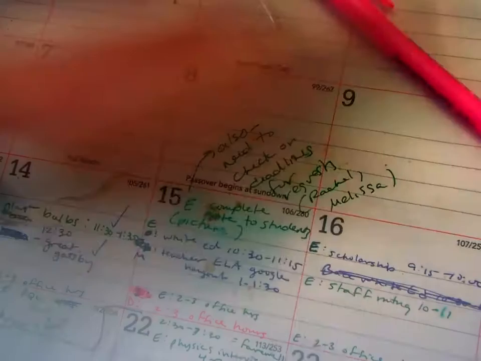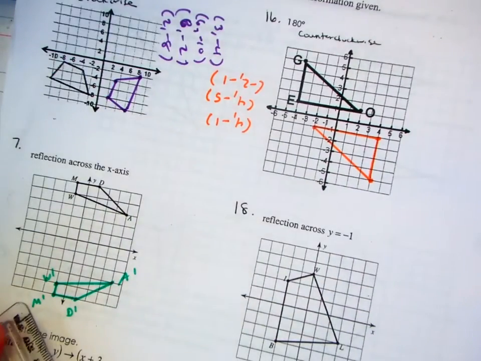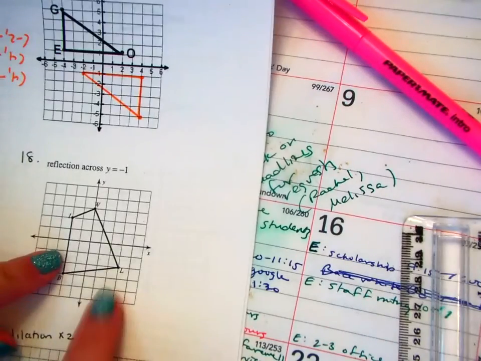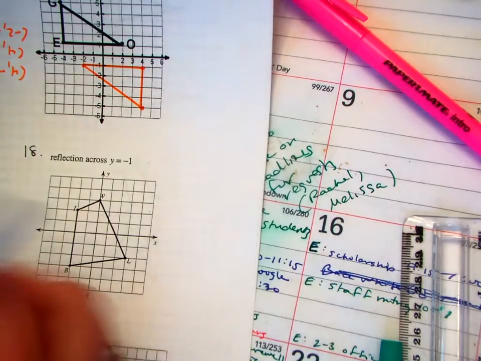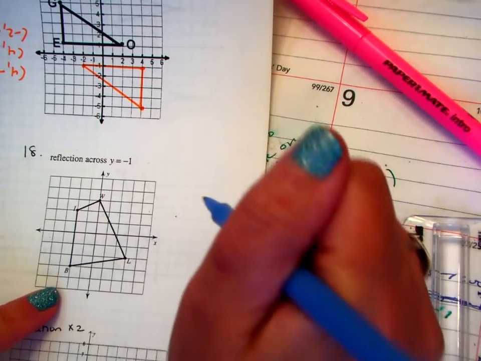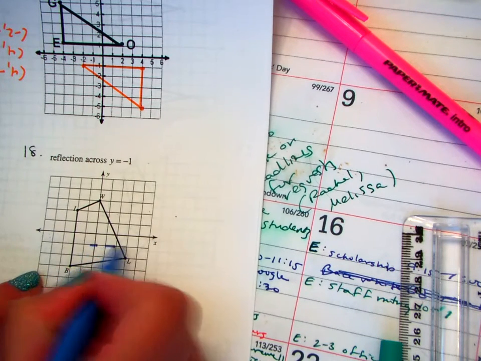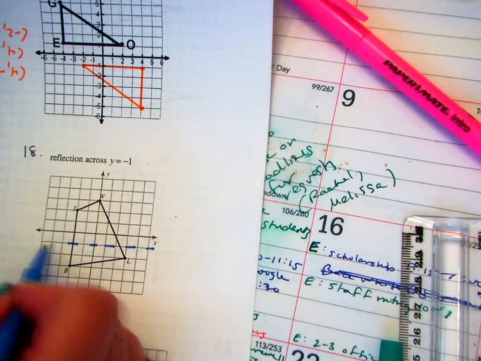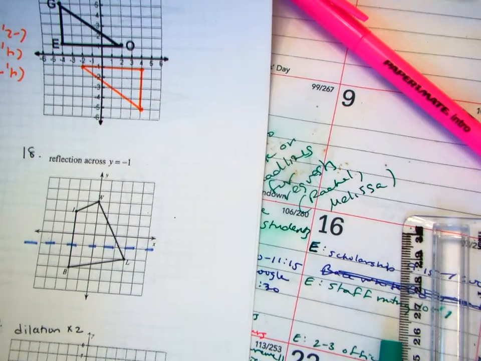Like that. Okay, that's how that one looks. There you go. All right, so this one's reflected across y equals -1. So remember the x-axis is y equals 0. So you're looking at everything going across this line here. That's y equals -1, everything there. I do like to draw that line so I can see where everything's going to go.